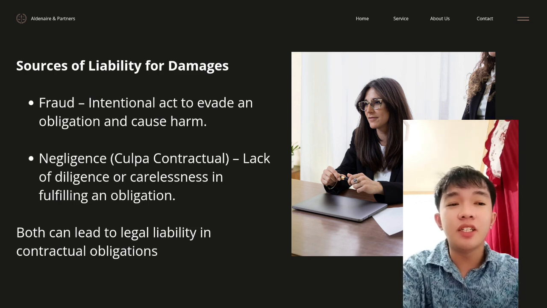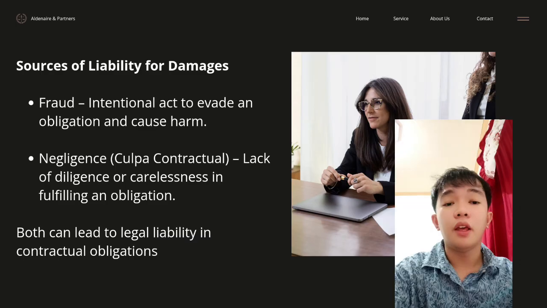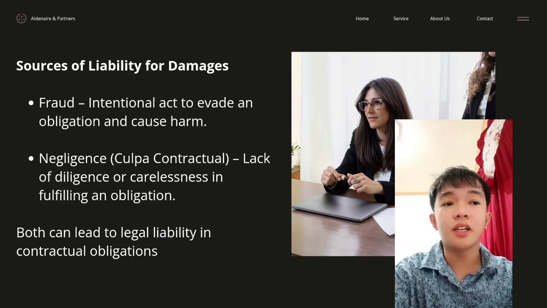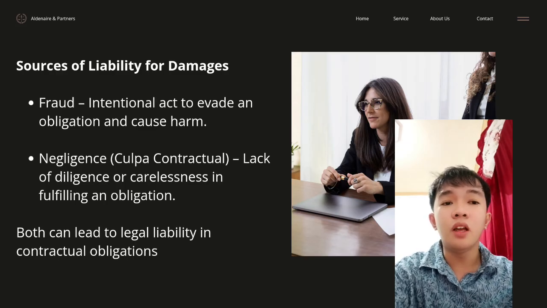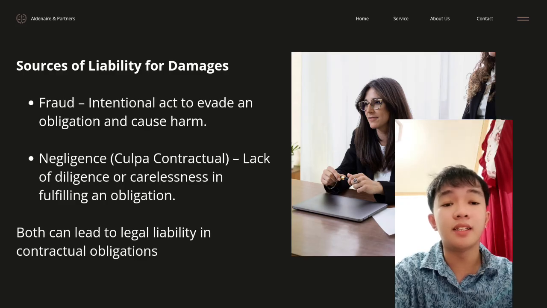Liability. If negligence occurs, the party responsible may be held liable for damages resulting from their lack of care or attention to agreed upon work. In both cases, both fraud and negligence can result in legal liability. If a party either intentionally deceives someone or fails to perform their duties with reasonable care, they may be required to compensate the harmed party for any damages caused as a result of these failures. In short, fraud involves intentional harm while negligence involves careless harm. Both can lead to legal consequences in a contractual setting.